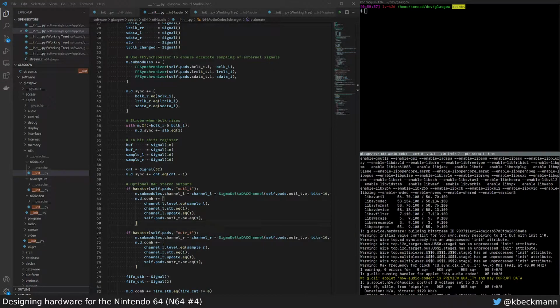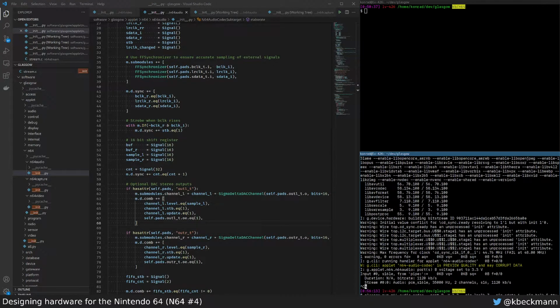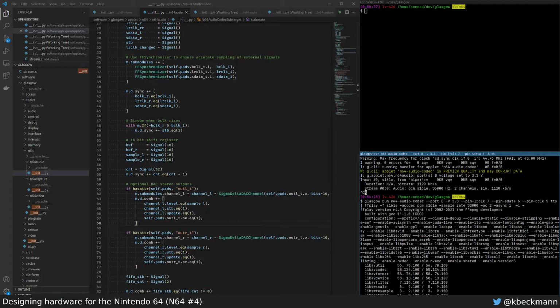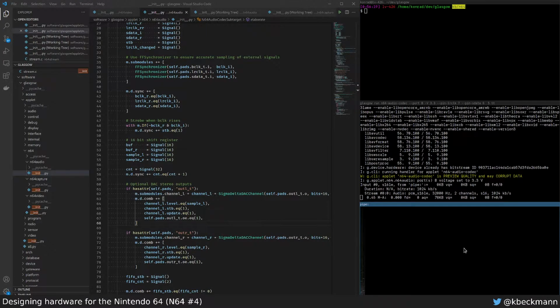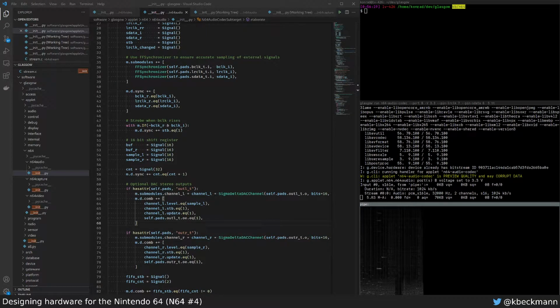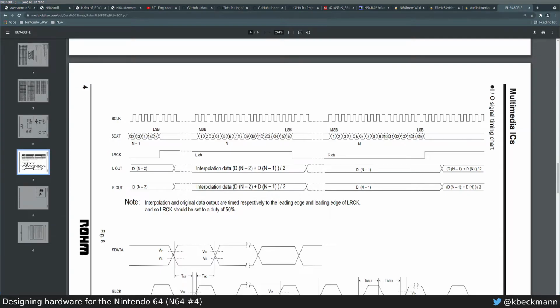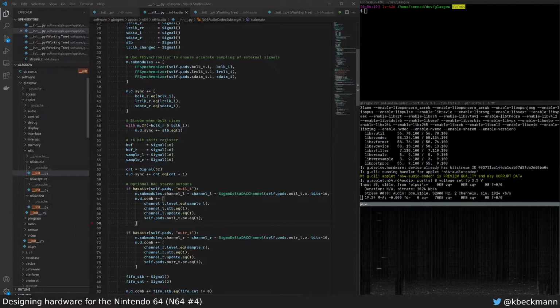So just give me a second. All right, I'm gonna enable the audio. So there you have it. There is some live audio directly from the device. So yeah, it works.